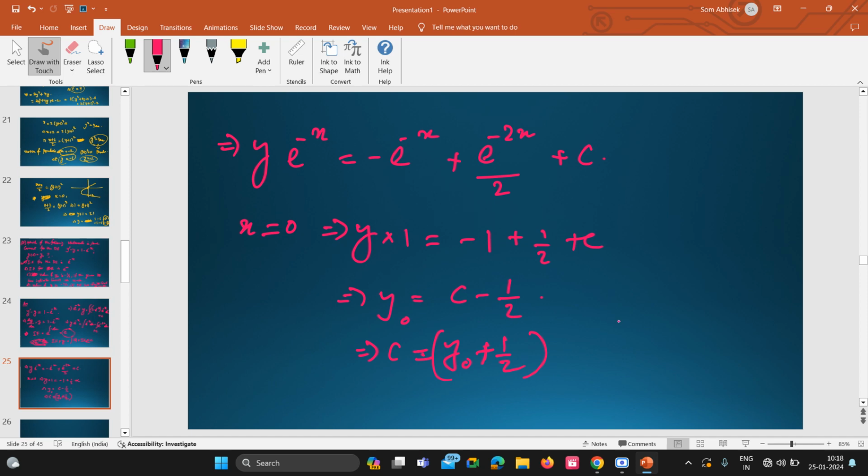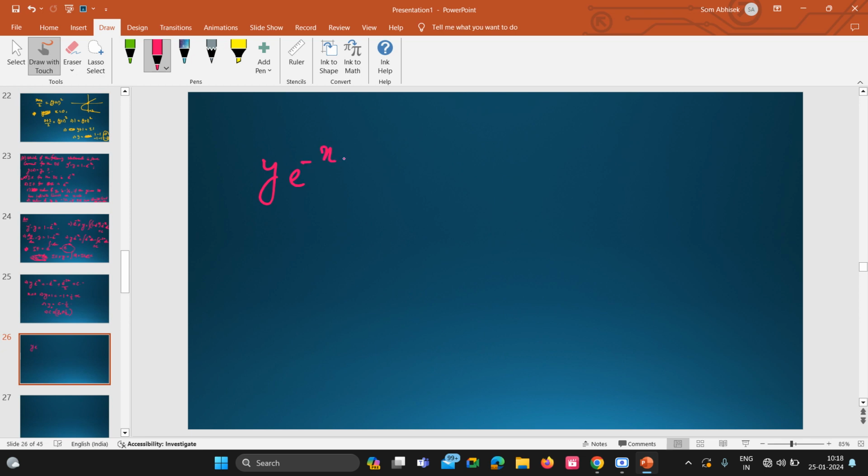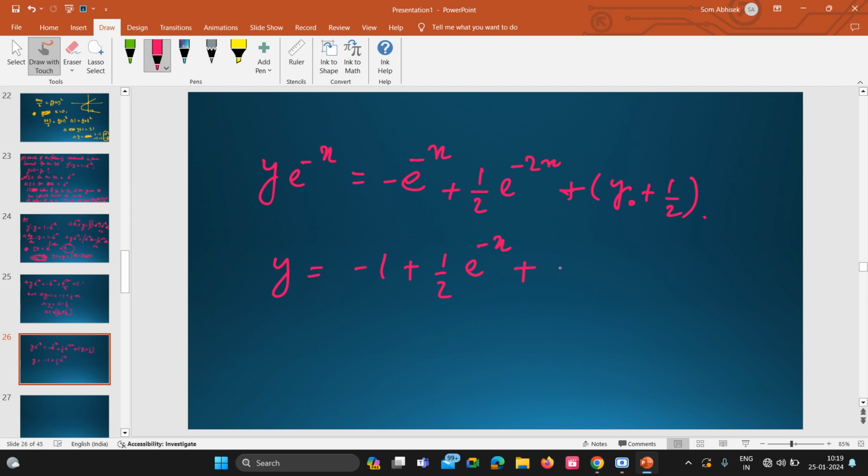Now, what will I do? I will put it in place of c. So if I put it here in place of c, that will be y e to the minus x is equal to e to the minus x minus e to the minus x plus 1 by 2 e to the minus 2x, plus y naught plus 1 by 2. So y is equal to minus 1 plus half e to the minus x, and this one will be e to the power x times y naught plus 1 by 2.